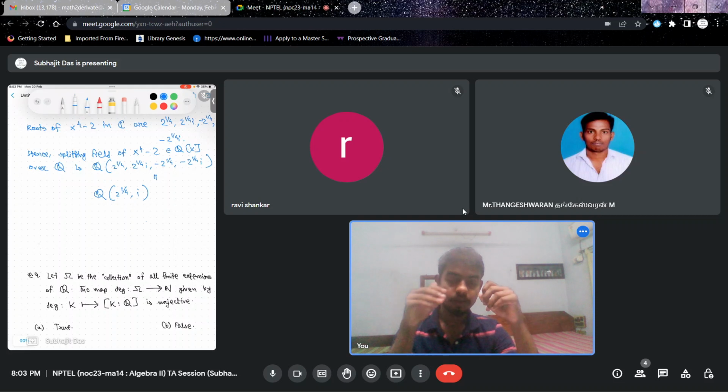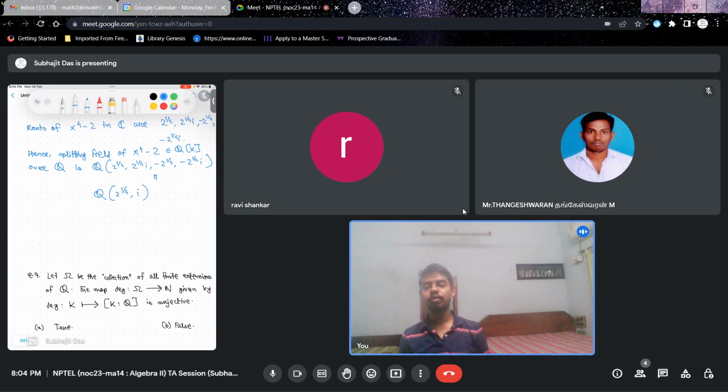But the converse is also true, because if the field contains all these 4 elements, 2 to the power 1 by 4, 2 to the power 1 by 4 I, minus 2 to the power 1 by 4 and minus 2 to the power 1 by 4 I, then it will contain 2 to the power 1 by 4 and I, because a field is closed under division, multiplication by inverses.